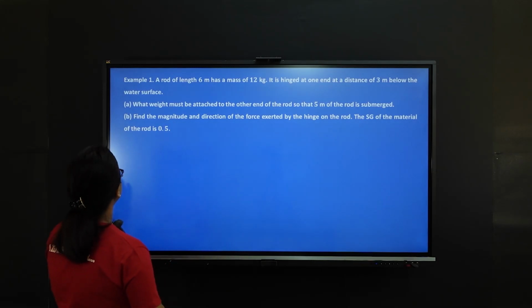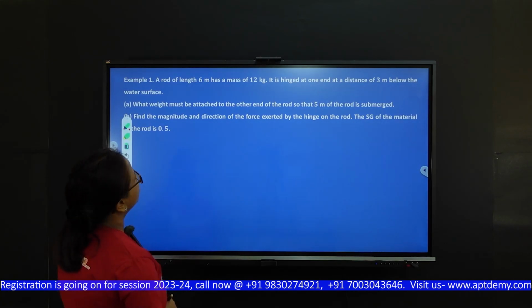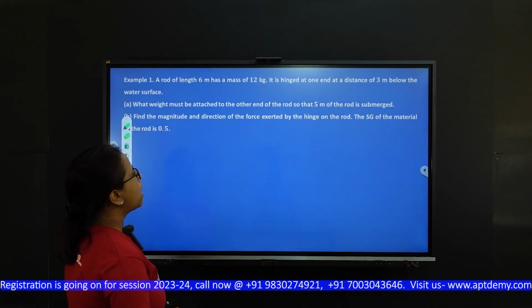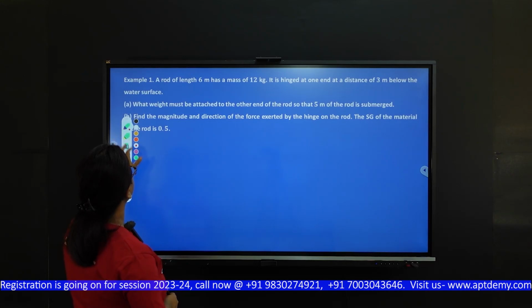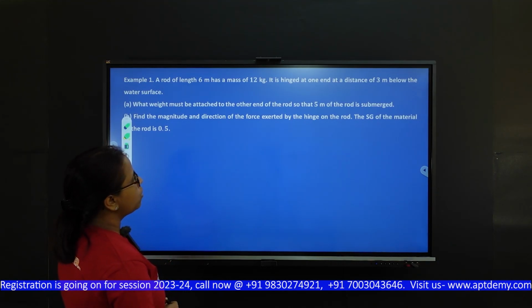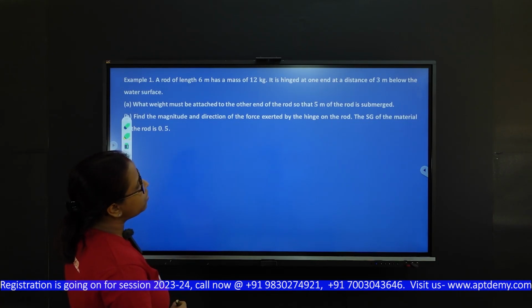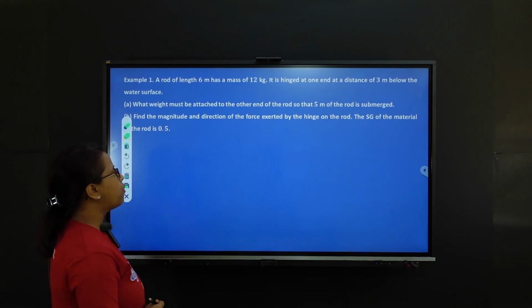A rod of length 6 meters has a mass of 12 kg. It is hinged at one end at a distance of 3 meters below the water surface. What weight must be attached to the other end of the rod so that 5 meters of the rod is submerged? Find the magnitude and direction of the force exerted by the hinge on the rod. The SG, that is the specific gravity of the material of the rod, is 0.5.